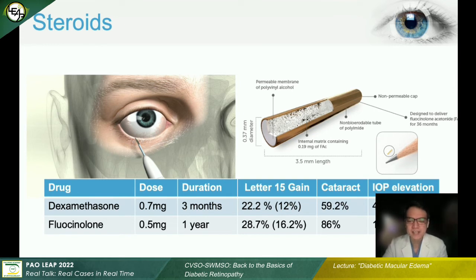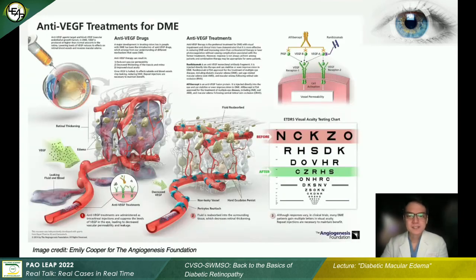The percentage of eyes gaining at least 15 ETDRS letters at 24 months was 28.7%, compared to 16.2% in the sham group. Cataract surgery was required in 74.9%, and glaucoma developed in 1.6% of eyes.